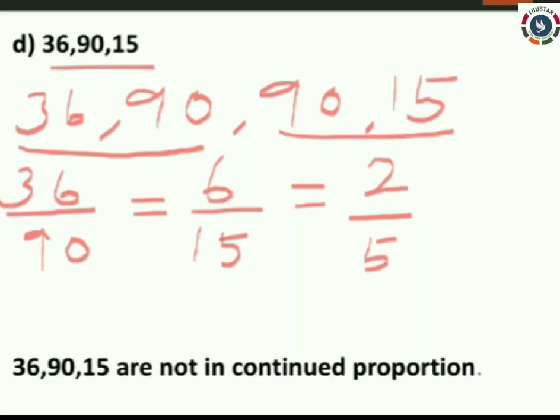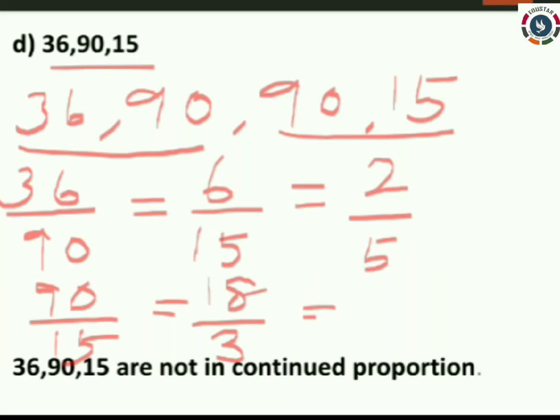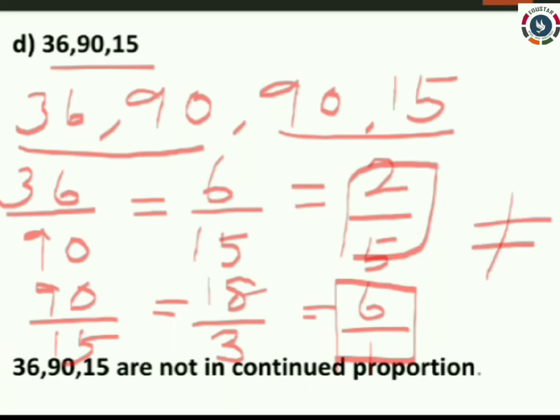Next 90 and 15. I am going to write it as a fraction. So 90 by 15. 90 and 15 are divisible by 5. You will get the answer as 18 divided by 3. Now 18 and 3 are both divisible by 3. You will get the answer as 6 by 1. Now check: 2 by 5 and 6 by 1 are not equal. So we can say 36, 90 and 15 are not in continuous proportion.